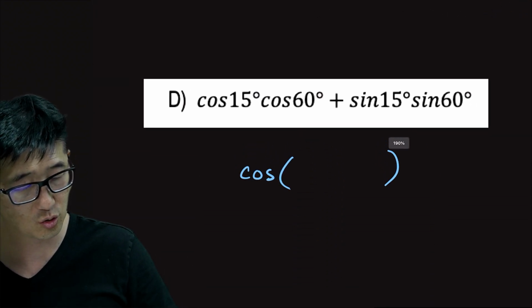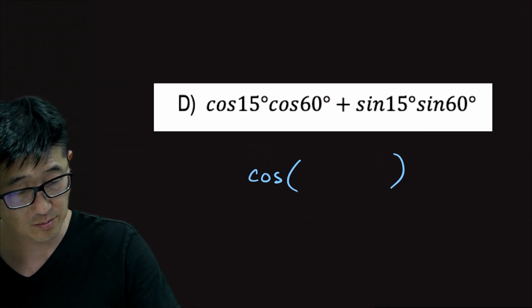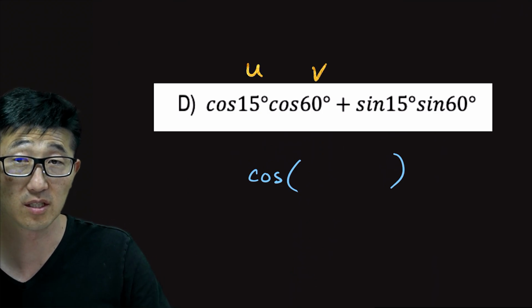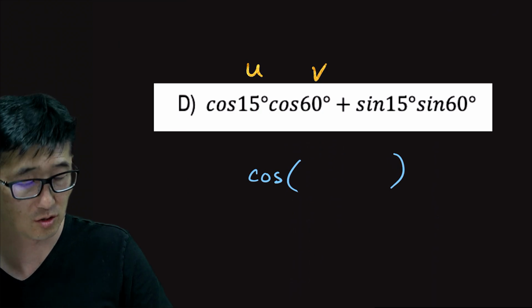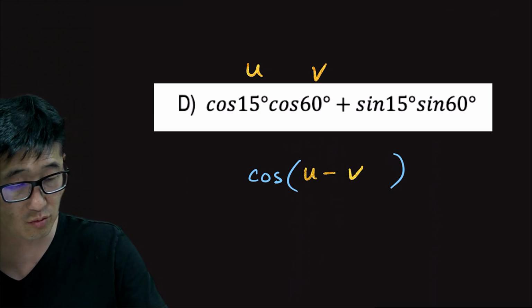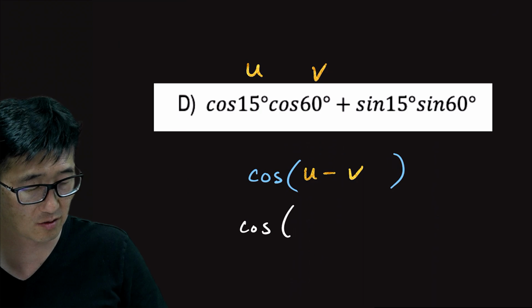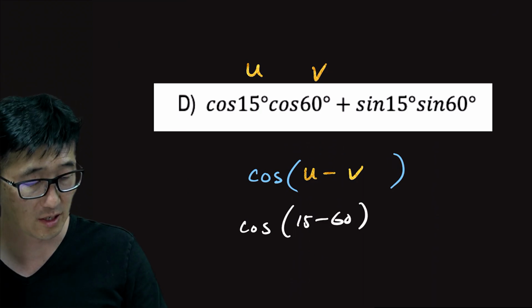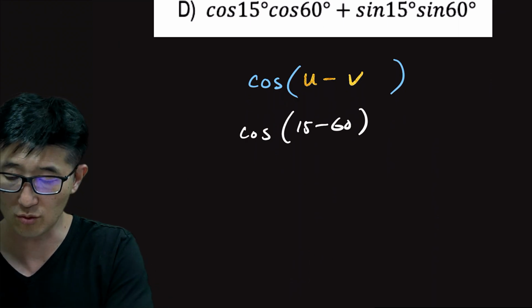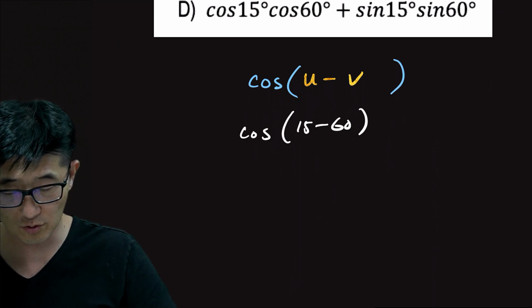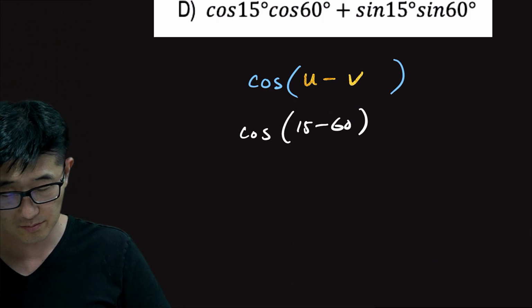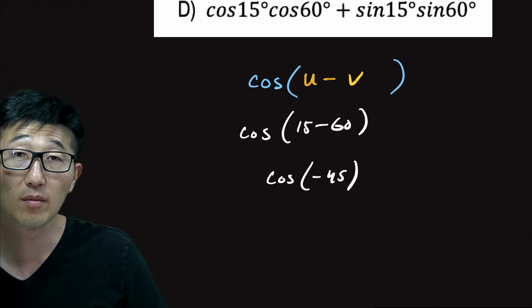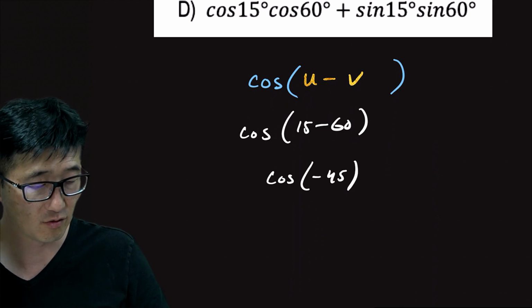So here, u would be 15. V would be what? 60. See that? So it'd be u minus v. So just replace those. It'll be cosine of 15 minus 60. And if you do 15 minus 60, what is that? Cosine of negative 45.